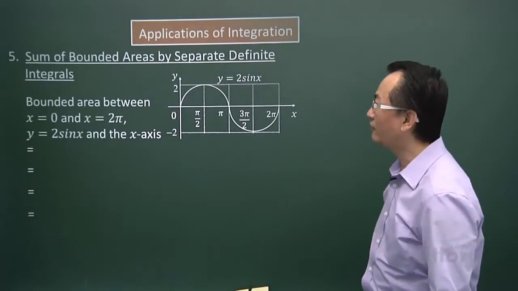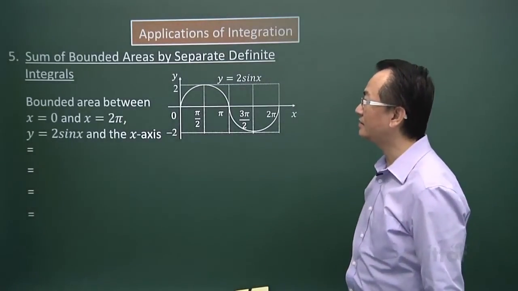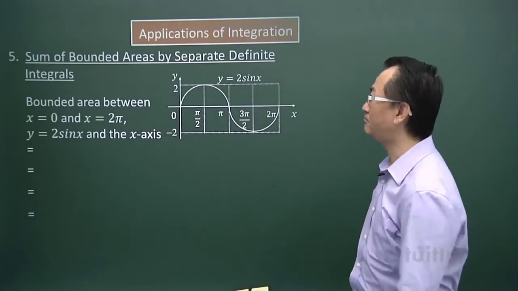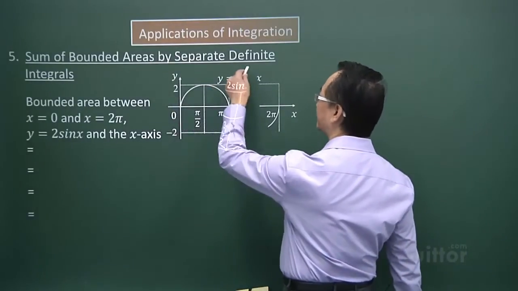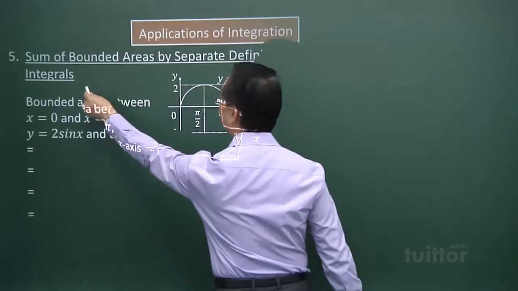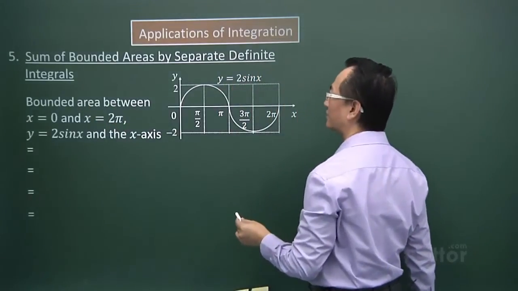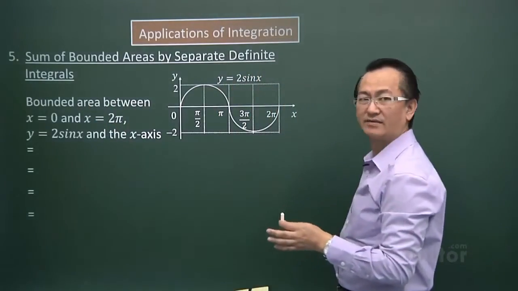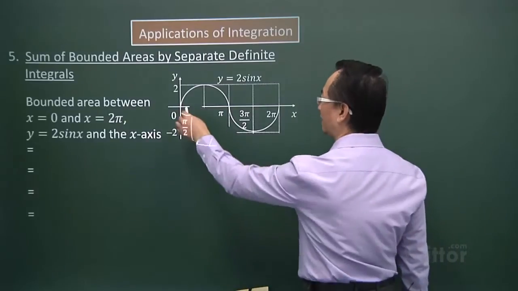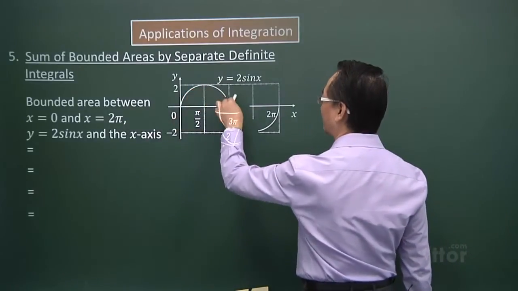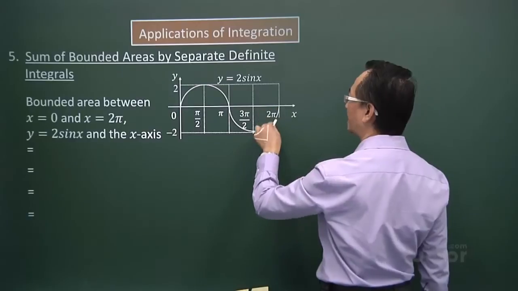Now we look at point 5, the sum of bounded area by separate definite integral. So what I mean by that is, you can see here we have a sine 2x curve.